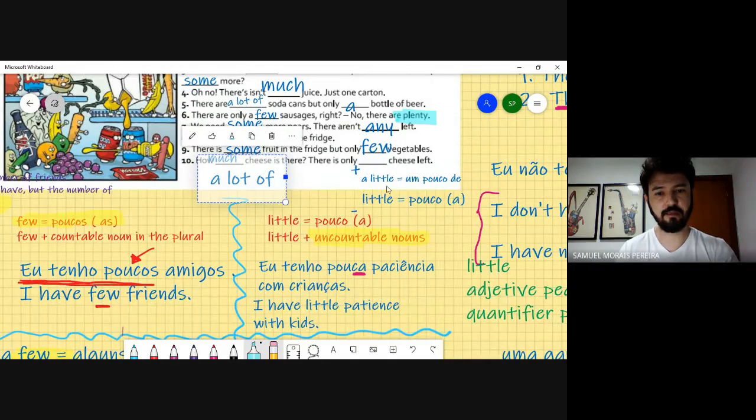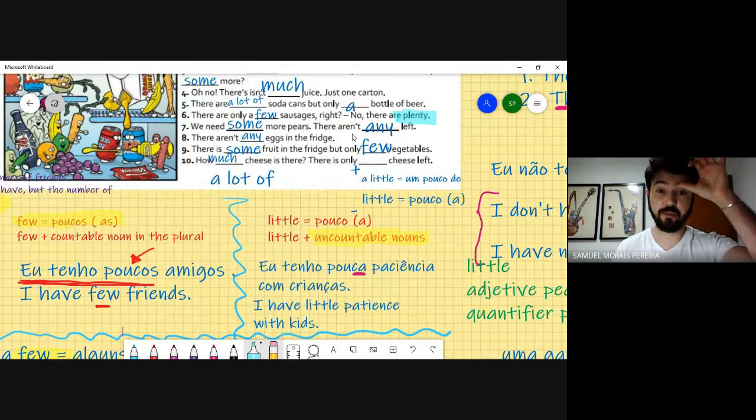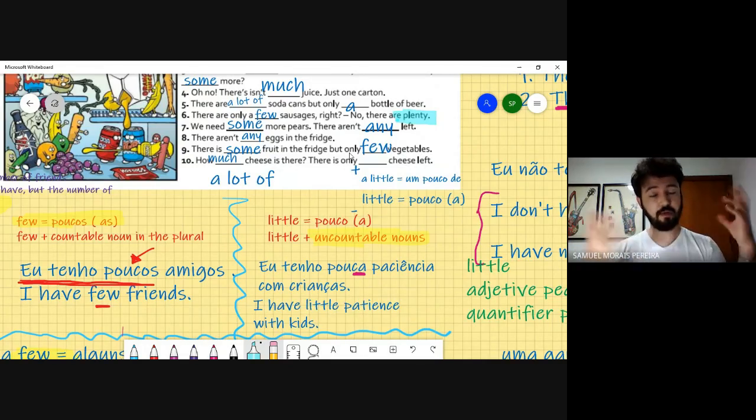Poucos vegetais. Because when they use the words but only here, they are contrasting the amount, right? Tem uma grande quantidade de um lado e, por outro lado, tem uma pequena quantidade de um certo item, né? So I think the best option is this. There is a lot of fruit in the fridge, but only few vegetables. But it's possible to say like Alessandra did, okay? It's possible to say there is some fruit in the fridge, but only few vegetables.